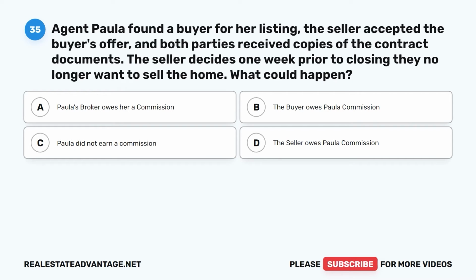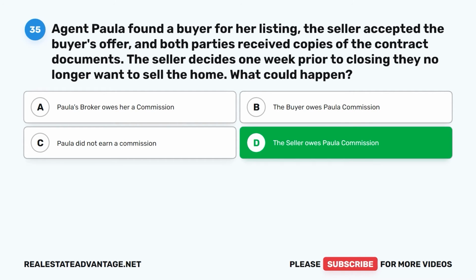Question 35. Agent Paula found a buyer for her listing. The seller accepted the buyer's offer, and both parties received copies of the contract documents. The seller decides 1 week prior to closing they no longer want to sell the home. What could happen? A. Paula's broker owes her a commission. B. The buyer owes Paula a commission. C. Paula did not earn a commission. D. The seller owes Paula a commission. The correct answer is D. The seller owes Paula a commission.